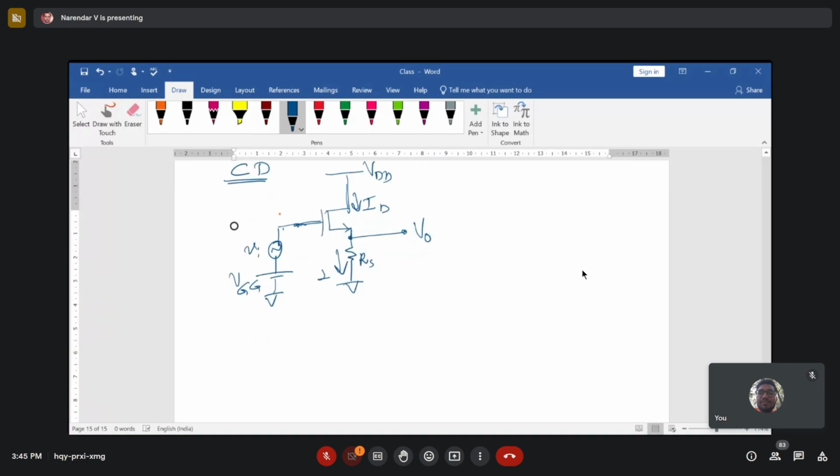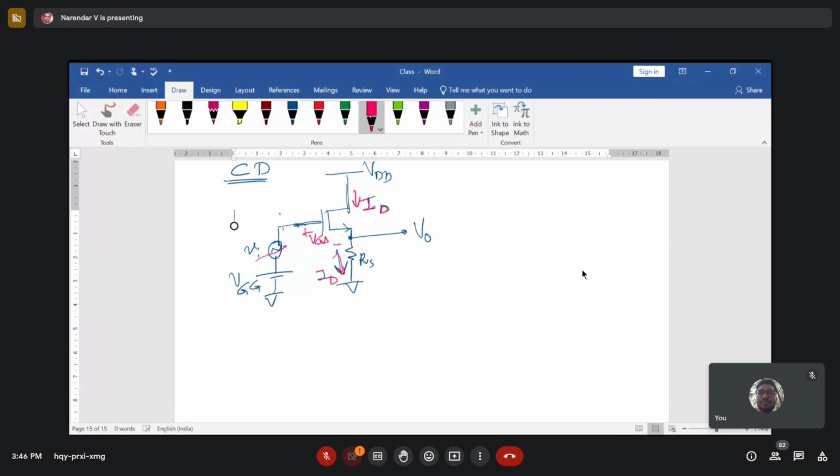The ID current which is flowing through this transistor is the same current ID which flows through this resistor RS. And here you have the gate to source voltage, which is VGS. Now first you do the DC analysis, and then you can move on to the small signal model. For DC analysis, the small signal is treated to be 0 and we consider all DC voltages.